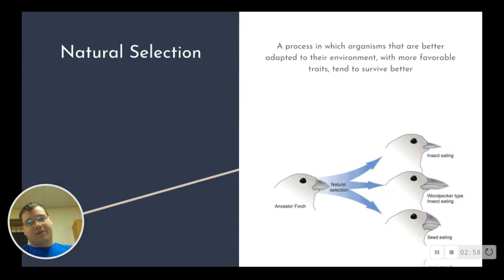Next up is natural selection. This sort of goes with evolution, kind of, I think. Evolution is just like getting the trait and having it stick. Natural selection is the thing that selects that, sort of. It's a process in which organisms are better adapted to their environment with more favorable traits to survive better.